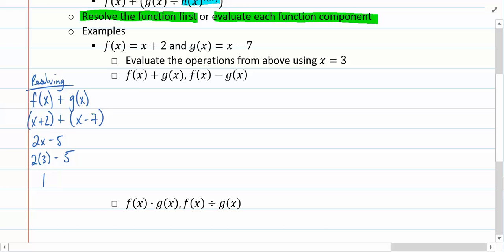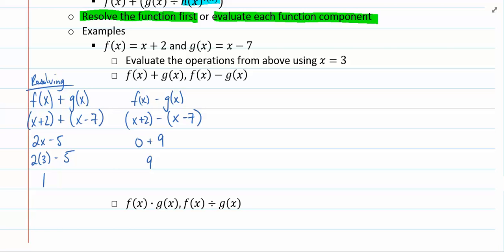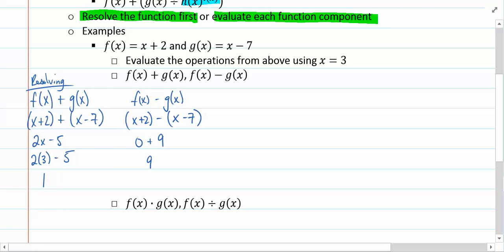Similarly, I can resolve the calculation f of x minus g of x, and then evaluate it when x is equal to 3. Again, f of x was x plus 2. Subtract from it g of x, which was x minus 7. X minus x is 0. 2 minus negative 7 is a positive 9. This result is 9. And what's interesting about this is that the solution to this function, or this operation with functions, is going to be 9 regardless of what x is. There is no input value x to affect the result of this function, which is a little bit different than the function we saw over here. X will always have an effect on this function.